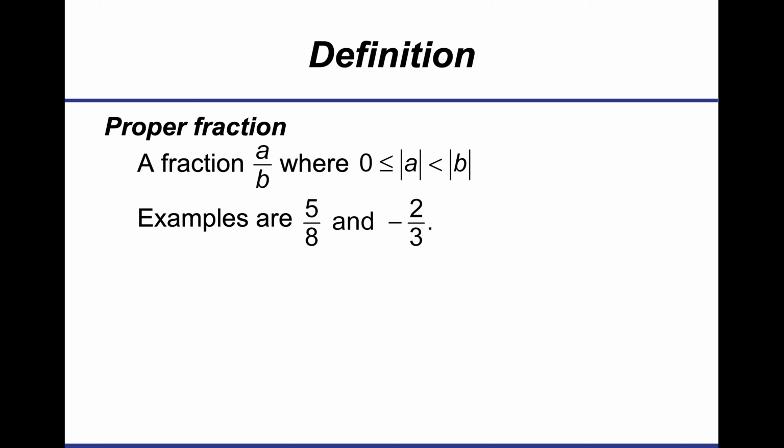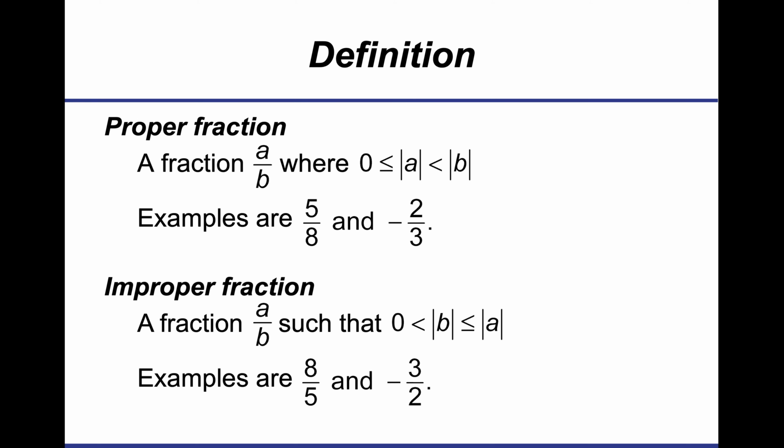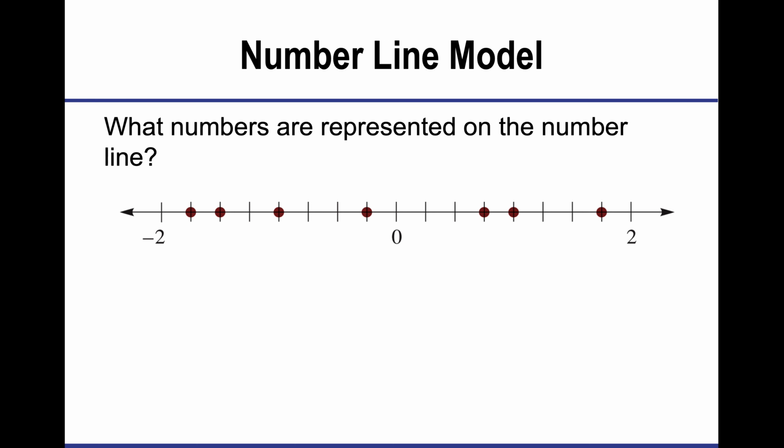So a proper fraction is a fraction where the numerator is smaller than the denominator. That's all this means. We have started moving away from proper fractions to some degree, but it's still a vocabulary word we want students to know. An improper fraction is when the numerator is larger than the denominator. So we're kind of teaching these as categories. So if I look at a fraction, I should know if it's proper or improper.